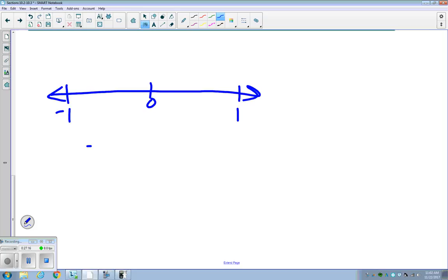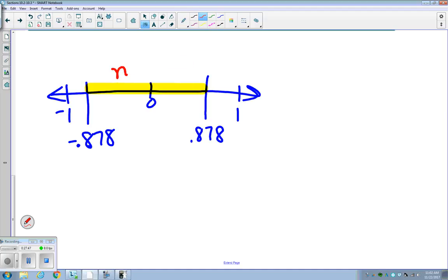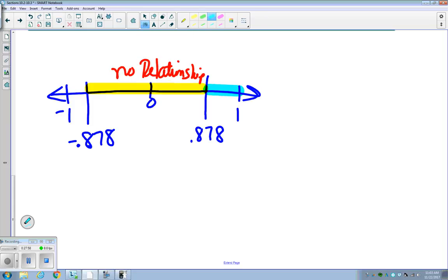When we looked at table A6, it was 0.878 for an alpha of 0.05. So that means 0.878 and negative 0.878. Okay? In between here, no relationship. Here and here.